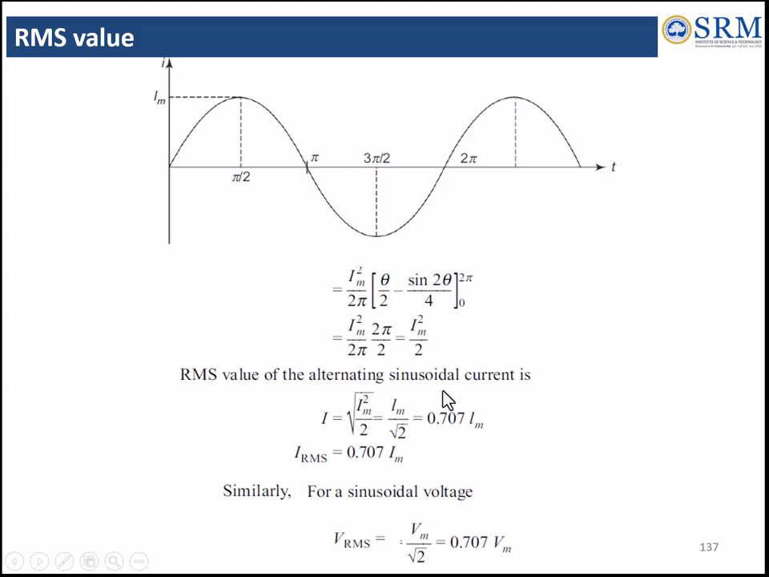The RMS value of alternating sinusoidal current I is nothing but, what is IRMS? Root mean square. So root of this mean square value. So we get Im by root 2. So it is nothing but 0.707 Im. Okay, similarly for sinusoidal voltage, we can write VRMS is Vm by root 2 or 0.707 Vm.